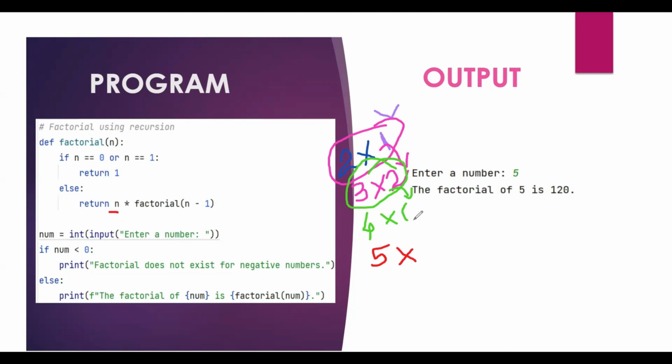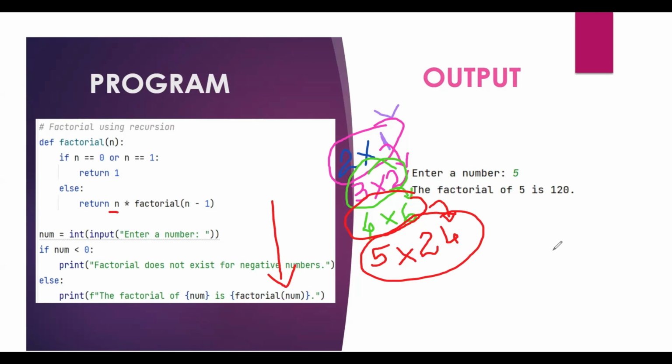Now it becomes 4 into 6. In the next execution, 4 into 6 is 24, so 24 is returned here. Now the final answer, 5 into 24, will be returned to the first function call. That's why it is printing 120.